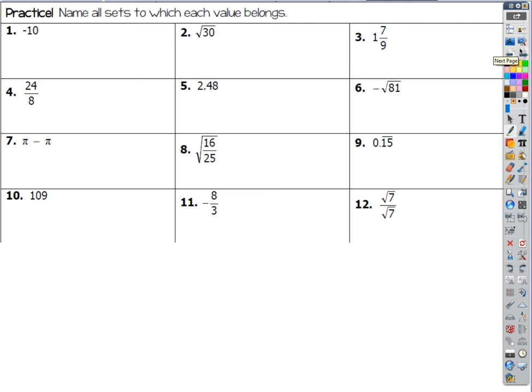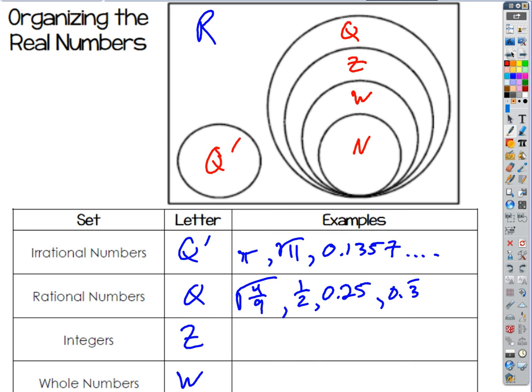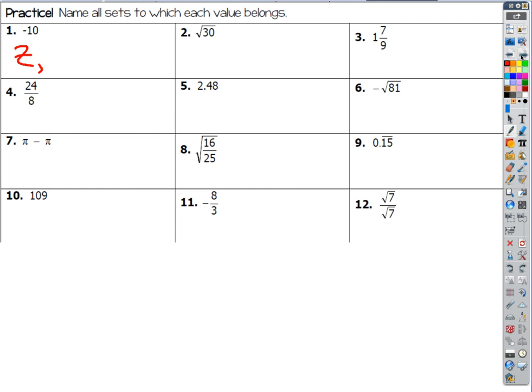So we know it's an integer, but if it's an integer, if we look back at our diagram here, then it's also included in the set of rational numbers, and everything's included in the box of real numbers, right? So if it's Z, it's guaranteed to be Q and R.